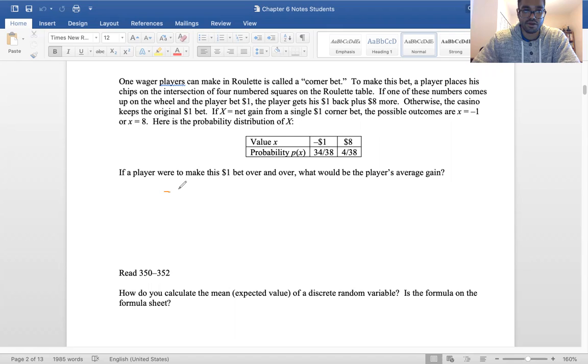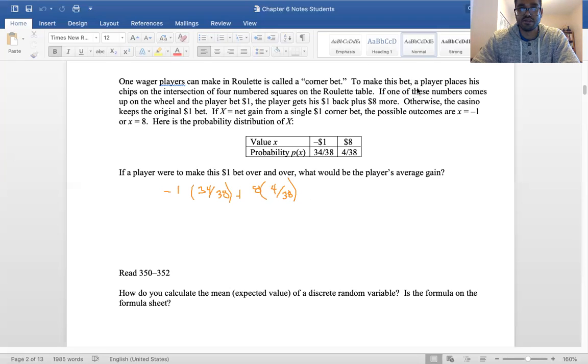Okay, so we're going to do -1 times 34 over 38, right? That's the likelihood that the casino takes your money, plus 8 times 4 over 38, right? That's the likelihood that you win $8, right? So this is what's going to happen each time. Now you do this a bunch of times, right? You end up getting your expected value, okay?